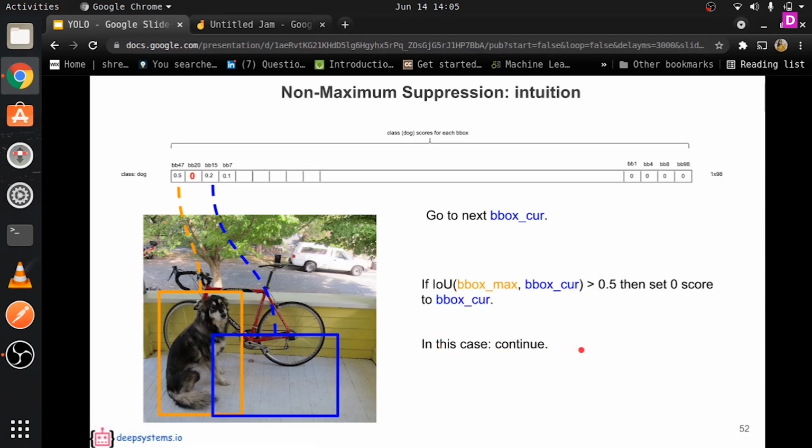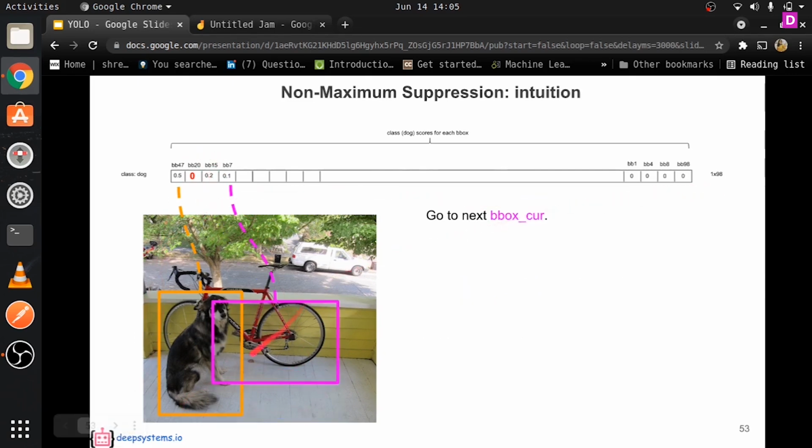Here in this case we are continuing because the IOU is very less. So it is possible that here you have a dog. You are not sure, because if the overlap is a lot, that means they both belong to the same object. But here, since the overlap is less, it might be possible that you have another dog here. Hence we will not remove this. Now in the same way it will go on for all the other boxes. So you will keep comparing. Here also you are comparing. IOU is greater than 0.5? No, it is not. So you continue. You do not change this value to 0.